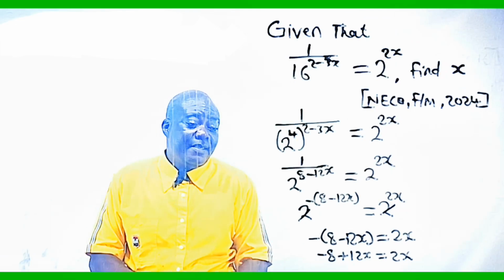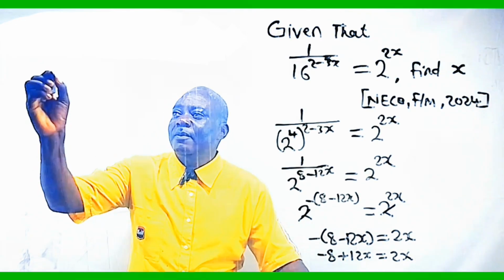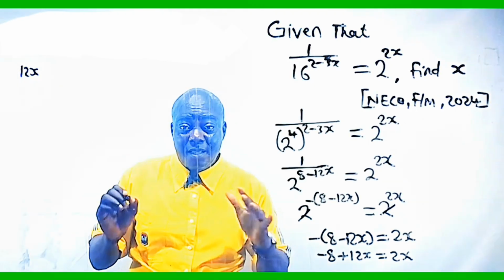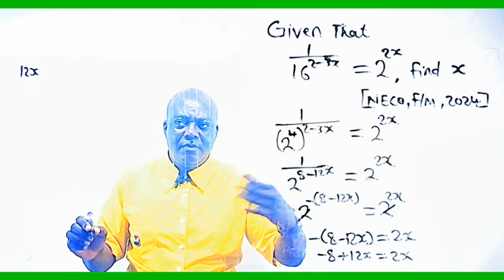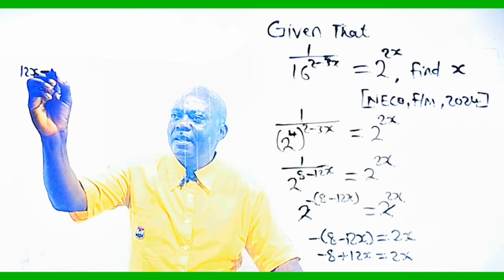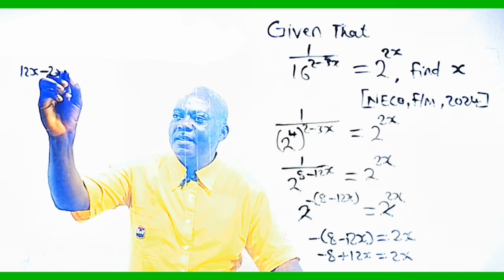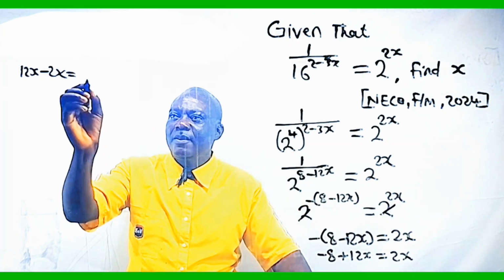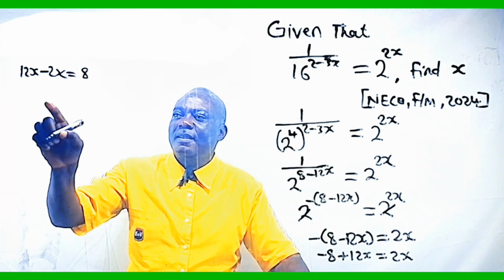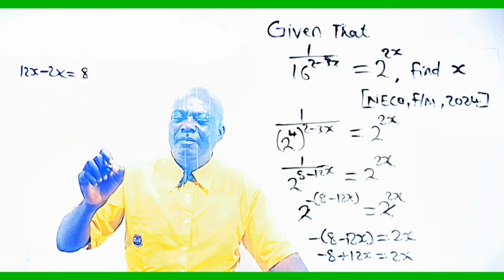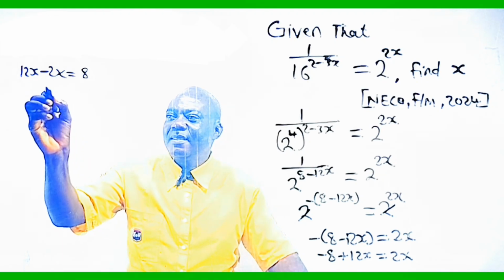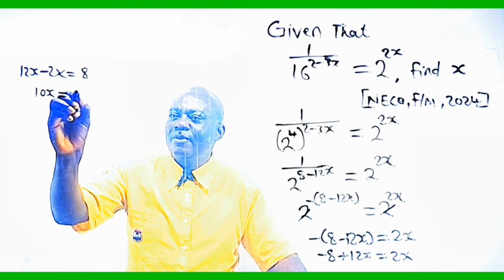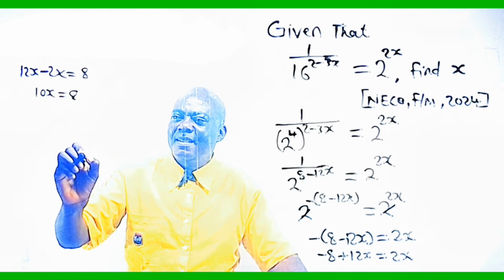We're still making progress. So 12x, we're now trying to calculate items here. So these two come, meet here, become negative 2x, which will equal this 8. This minus this, 12x minus 2x is 10x, which equals 8.